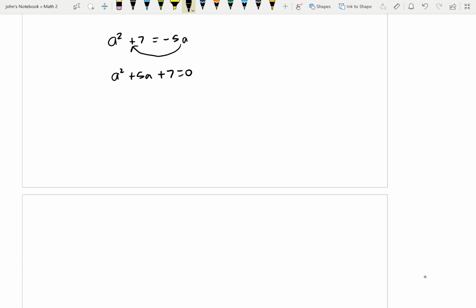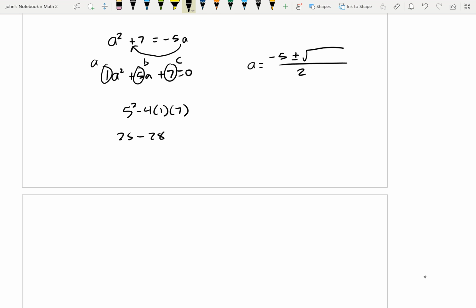So what's in front of this term? There's nothing there, it's a 1. So a is 1, b is 5, c is 7. Okay, let's plug it in the formula. So I'm going to go a is equal to negative b, negative 5, plus or minus the square root, all over 2 times a, which is just 2. Let's do the b squared minus 4ac. So that'd be 5 squared minus 4 times a times c. So I get 25 minus 28.